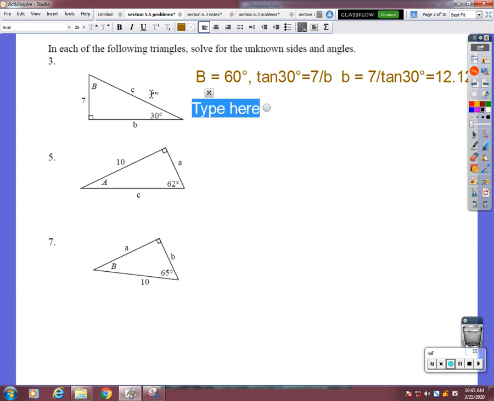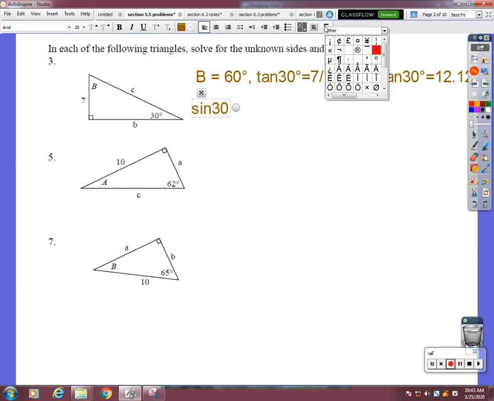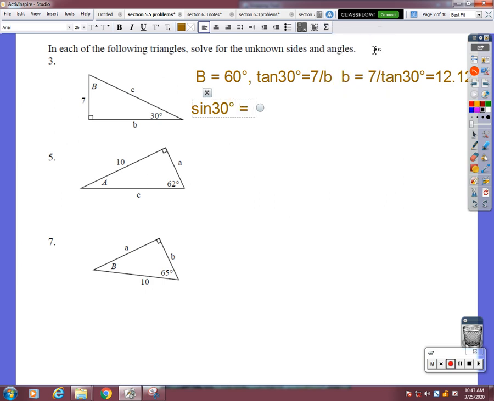Then to get side C, we could use the Pythagorean theorem if we wanted to. I'm going to just go ahead and stay with the trig ratios here. If I know this is 30 degrees, I know this opposite side is 7, and I'm trying to find the hypotenuse. Opposite and hypotenuse is sine. So sine of 30 degrees is equal to the opposite side divided by the hypotenuse, which means, as I described up here, that C is equal to 7 divided by the sine of 30.